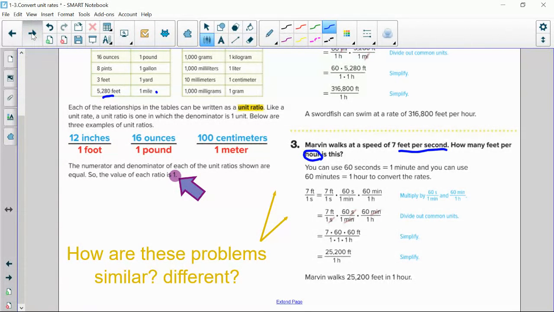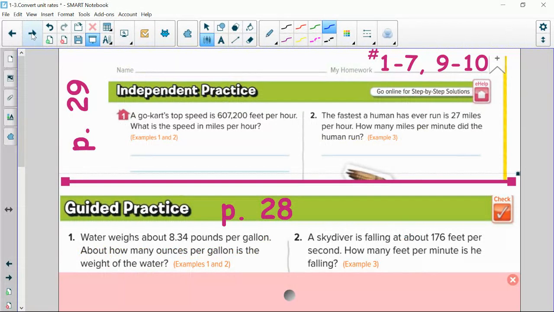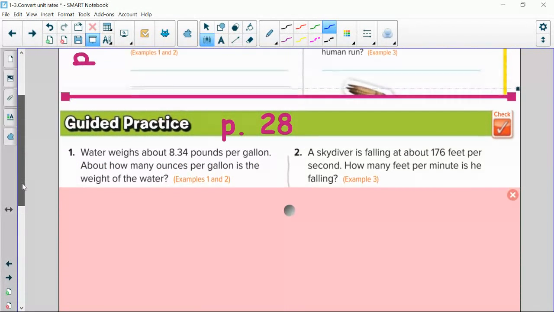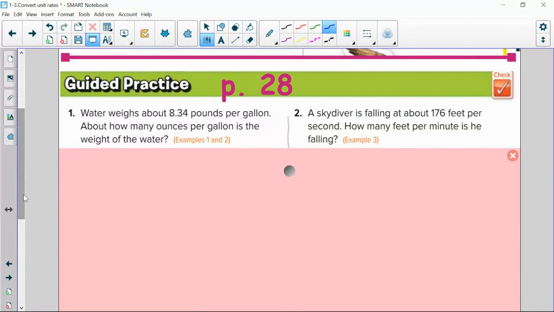All right, let's flip our page over to page 28. Okay, so this is where we're going to do our guided practice.